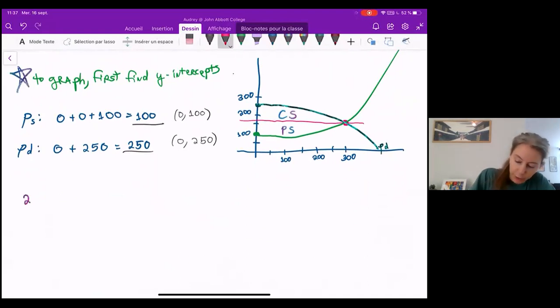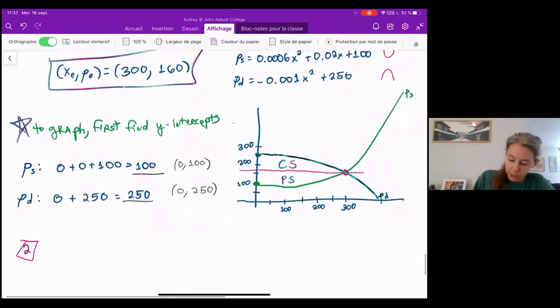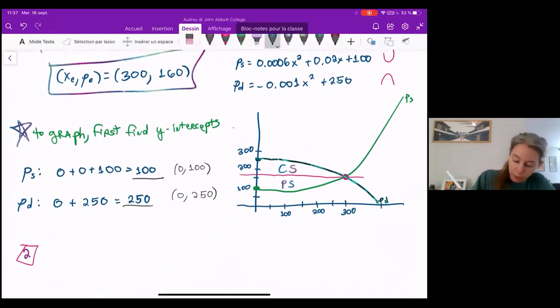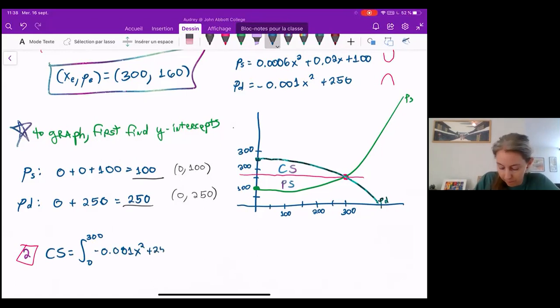So that's my step 2. I'm going to go up a little bit so I can see those functions. So my consumer surplus is equal to the integral from 0 to the x value of my equilibrium point of my demand function minus the y value of my equilibrium point, which is 160, dx. There we go. So here we have the integral from 0 to 300 of negative 0.001 x squared plus 90 dx.